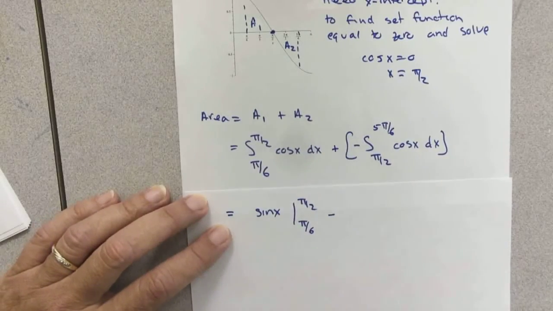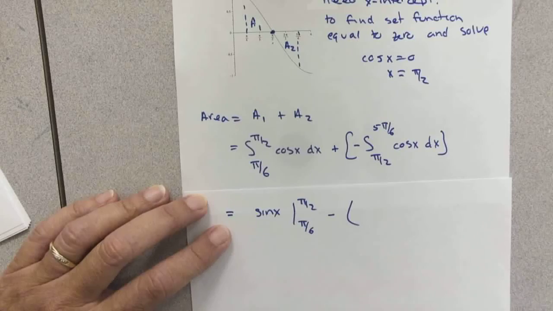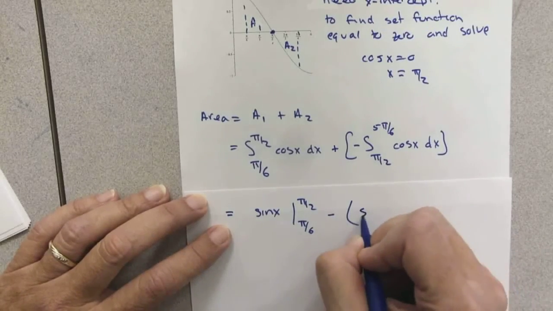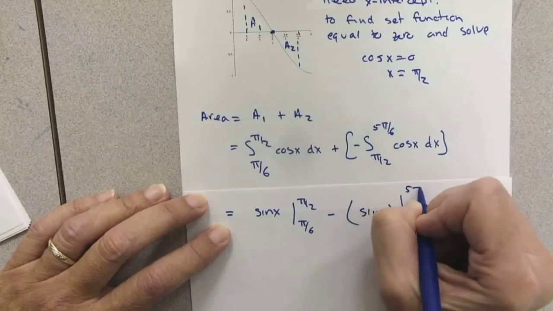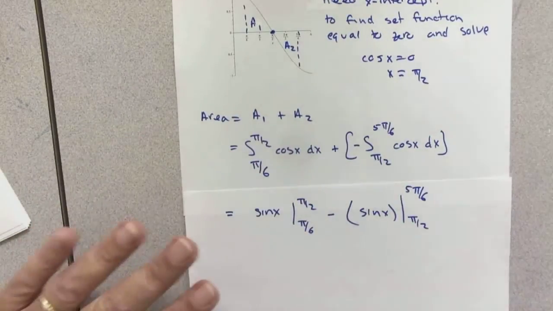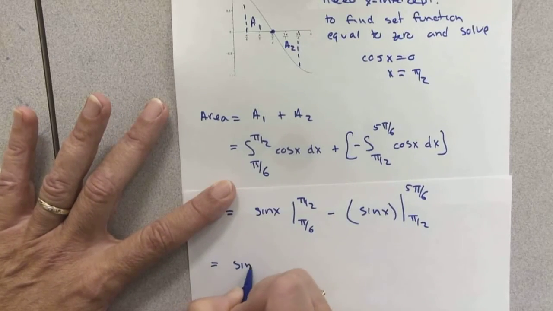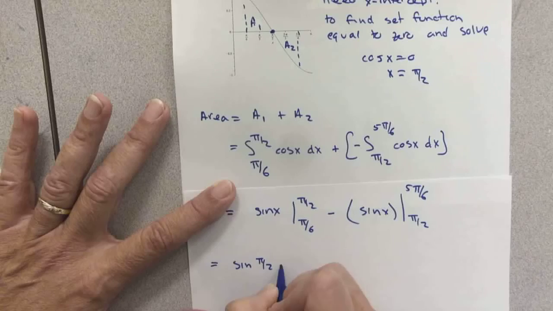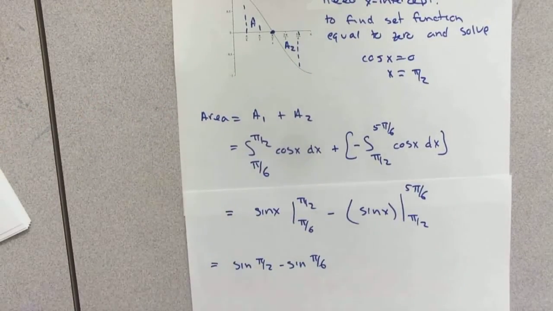And then that's going to be minus, plus minus, minus. Then the same thing, the antiderivative of cosine is sine, evaluated from pi over 2 to 5 pi over 6. And now let's do some evaluation. Plug in the upper limit, plug in the lower limit, and subtract.